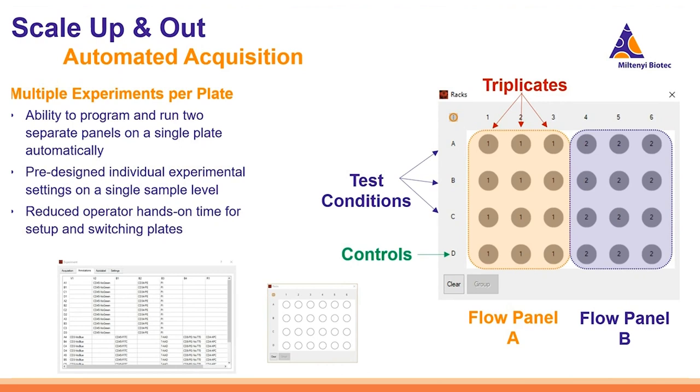That way it's very reproducible. You can just run this assay and you can actually program each well to have a different analysis template. Maybe it needs different voltages. You can really just reduce your operator hands-on time for setup and switching plates, because you could put this on two different plates, whereas you could program this to a single plate with two different panels and automate everything in a single acquisition just to reduce any hands-on operation time.